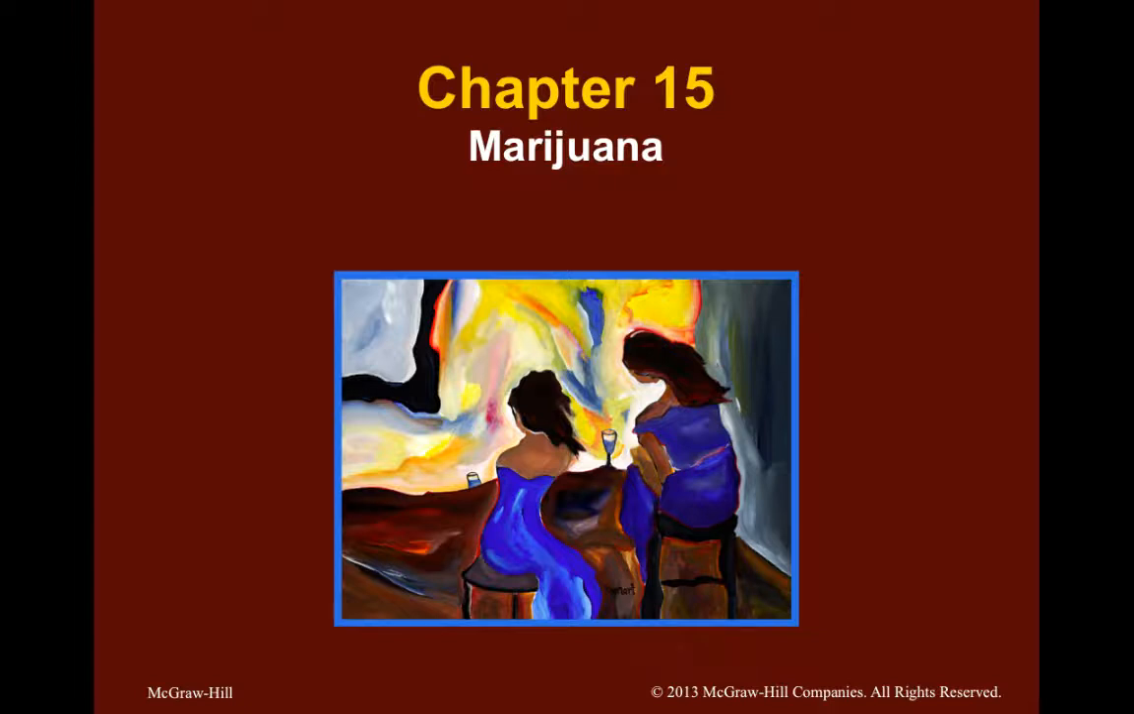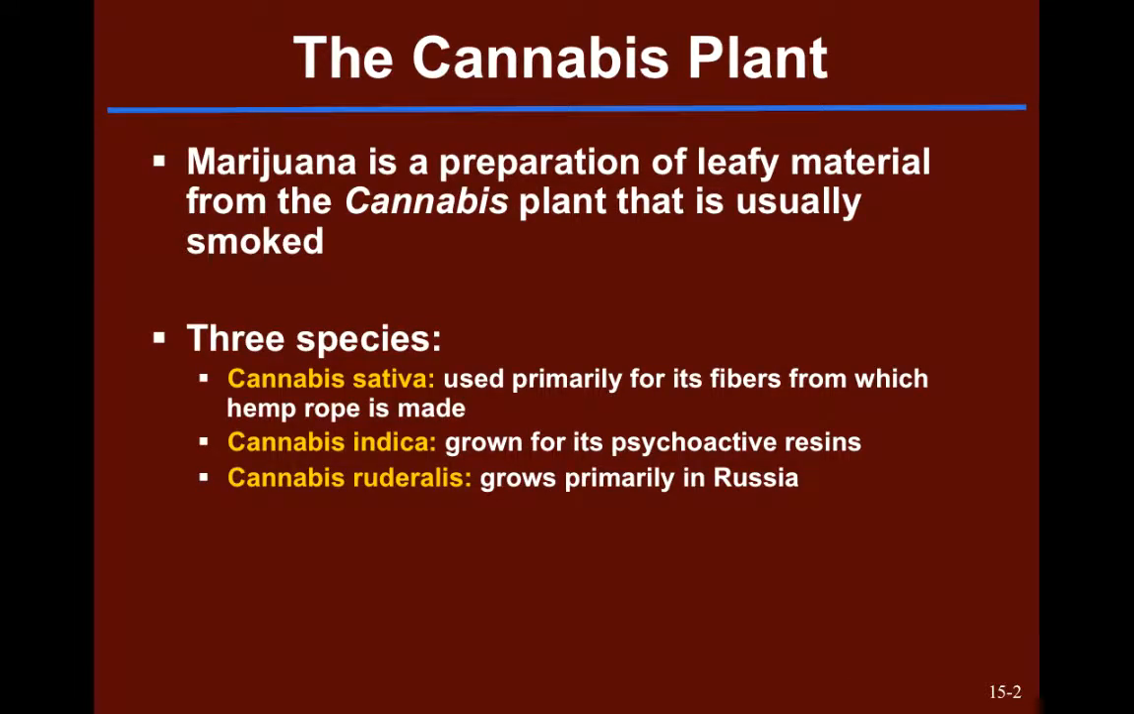This is Dr. Clark. So we'll start our discussion of marijuana consumption with a discussion of the plant from which it's actually derived, and this is the cannabis plant. So marijuana is a preparation of the materials from the plant. We do talk about three different species of the cannabis plant.